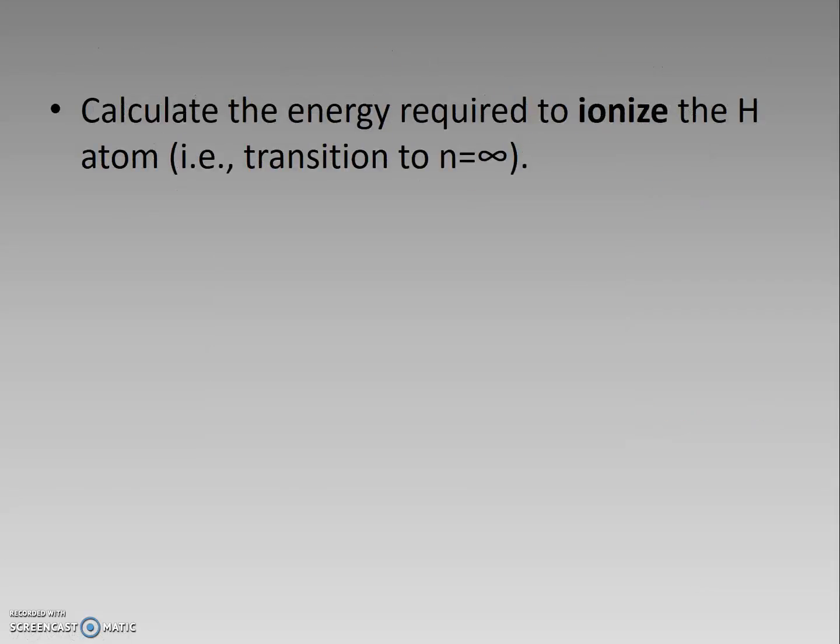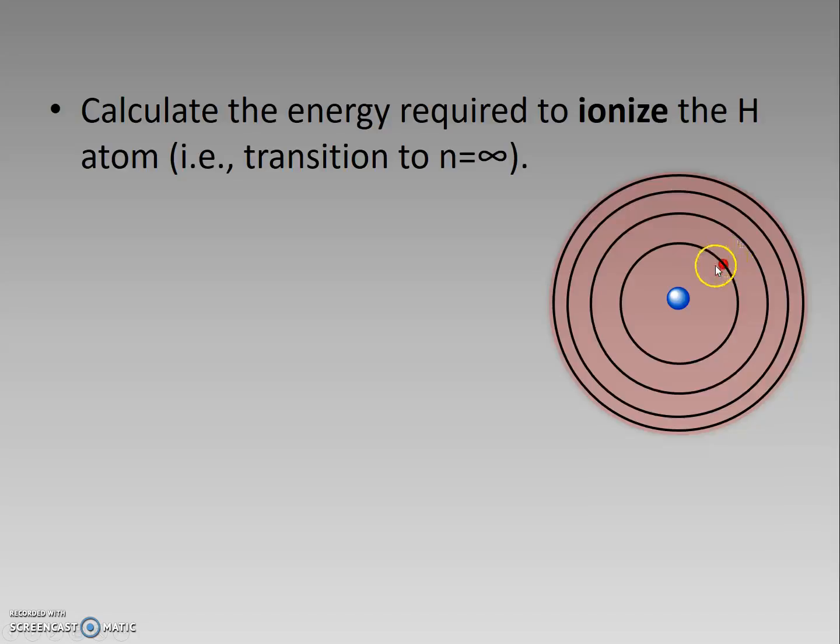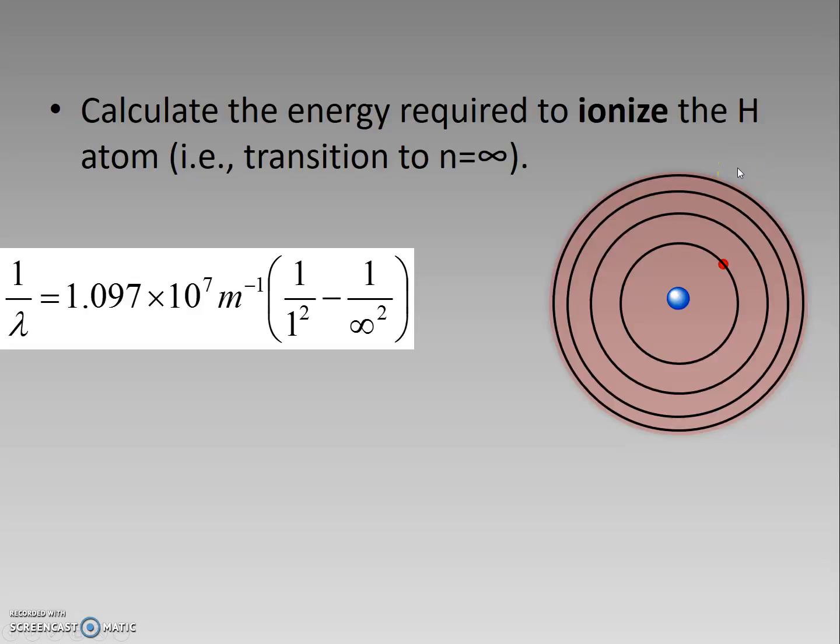What else can I do now? I can calculate the energy that's required to do what's called ionizing the hydrogen atom, right? And what ionizing means is that we're actually going to take that electron, and it's in its ground state, so it's starting at n equals 1, and we're going to take it off of the atom. We're going to break the energy of attraction between the positive nucleus and the negative electron. That's basically saying we're going to transition it to n equals infinity, so some very, very large n way out there. We can use the Rydberg equation for that, right?